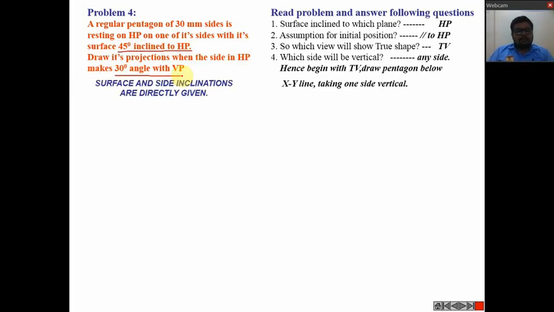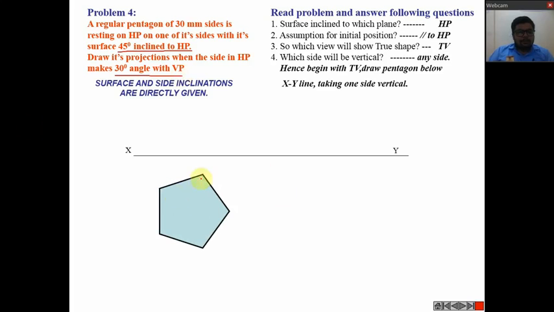So let us go through that. First of all, draw one XY line. Now here the original shape and dimensions are visible in the top view. So first of all we have to draw the top view, something like this. How to draw this pentagon?